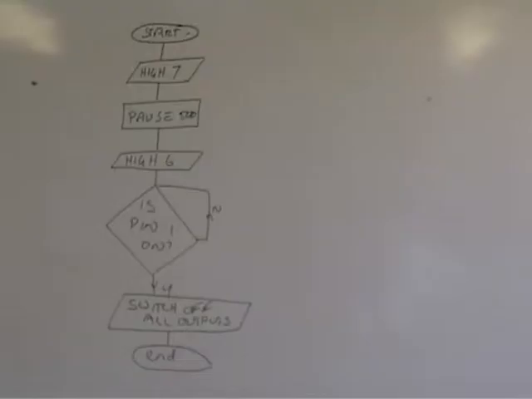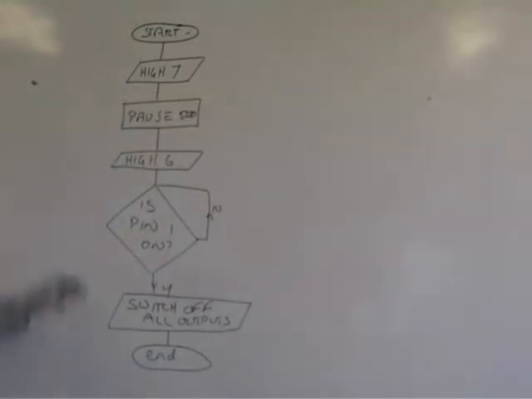Now, we've got a simple flow chart here. Let's start and end. That's a shape you use for the start and the end, an oval shape. To switch outputs on or off, it's a parallelogram. Okay? If it's an input or an output, it's a parallelogram. If it's a pause, it's a rectangle. Anything that's happening internally in the computer is a rectangle.